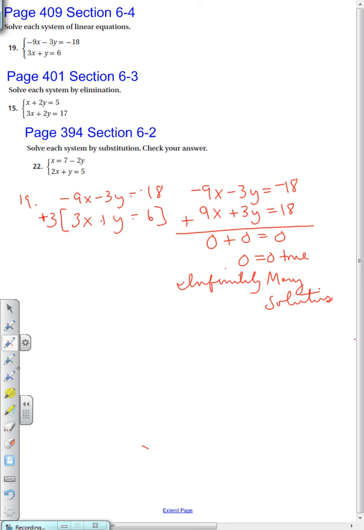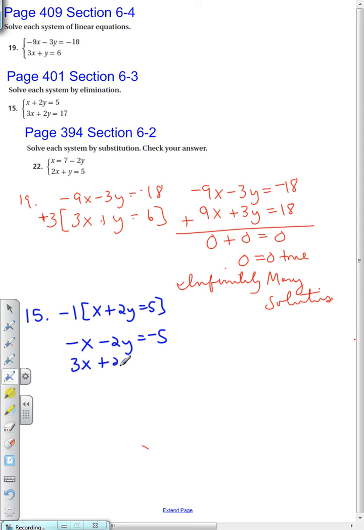Okay, for number 15, this one specifically says to solve by elimination. If I would multiply the first row by -1, then I would get a -2y, which would be opposite from what I have in the bottom. So I'm going to make this a -x minus 2y equals -5. Then to that, I can add 3x plus 2y equals 17.